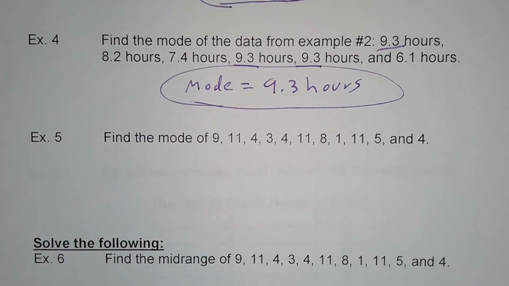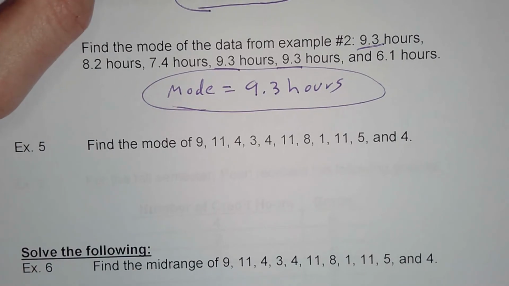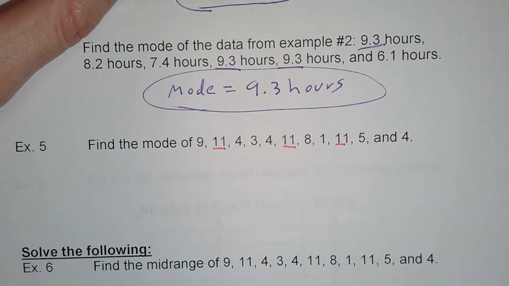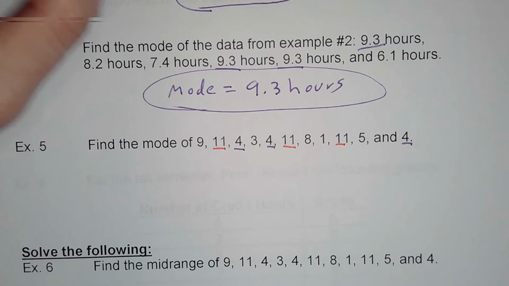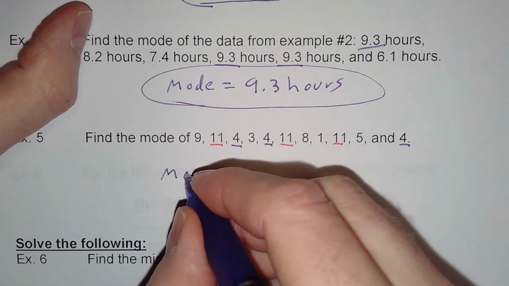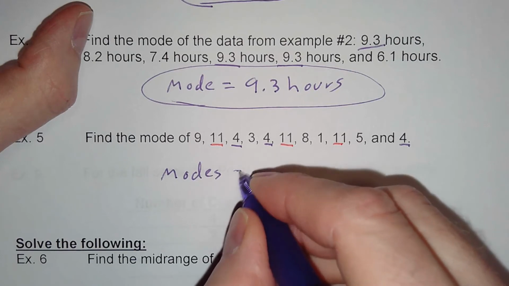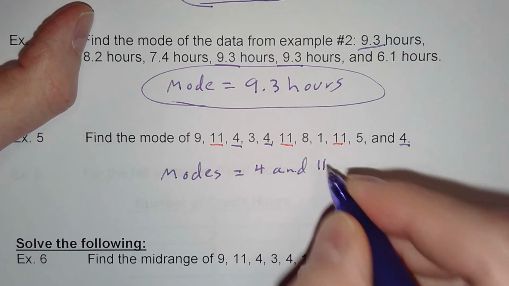Take a look at problem number 5. And we look at this one. We've got a bunch of 11s. Looks like there's 3 of them. And a bunch of 4s. So both of them occur 3 times, so our modes here are 4 and 11.